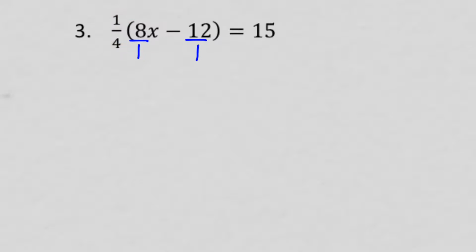So what I'm going to do is 1 times 8x for that first one. This is what you're doing right there. 1 times 8x is 8x, and 4 times 1 is 4, so over 4. See that you multiply the numerator times the numerator, the denominator times the denominator. In the next one, it's 1 times 12 is 12, and 4 times 1 is 4. Equals 15.